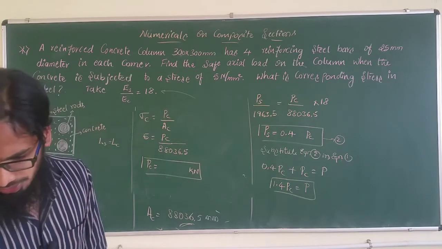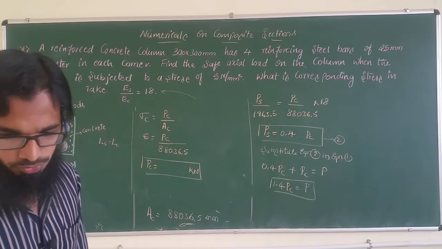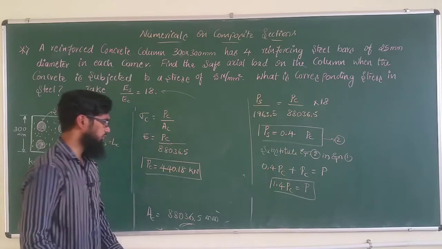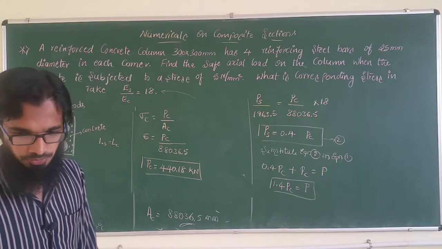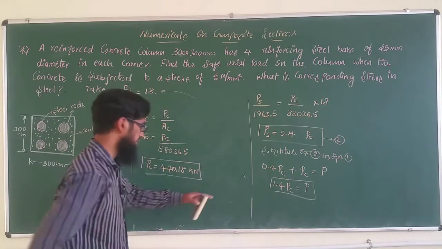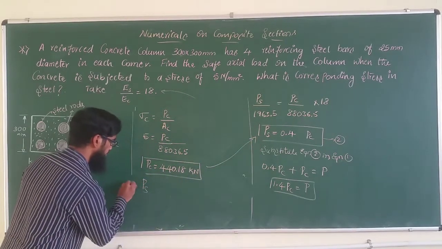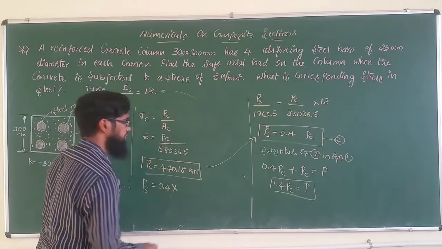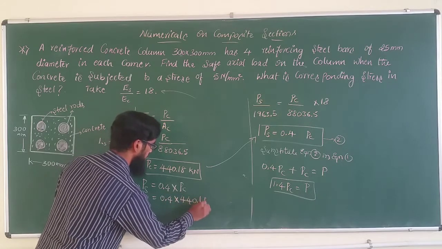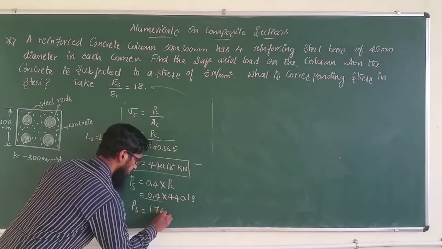So the value I am getting is PC is equal to 440.18 kilonewton. When we simplify here, I am getting around 440.18 kilonewton. Now I have got this value. Now substitute this PC in this equation and I'll get the value of PS. Therefore, PS is equal to 0.4 times the PC, that is 0.4 times 440.18. So therefore PS is 176.07 kilonewton.